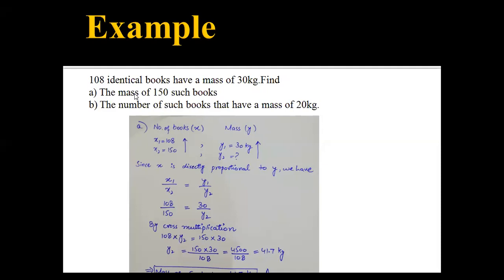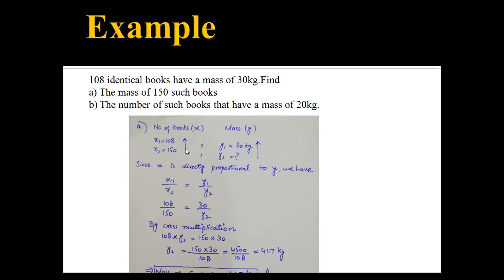Now, using the given condition, 108 identical books have a mass of 30 kg. So the first value of x is 108 and the corresponding value of the mass is 30 kg, so y1 is equal to 30 kg. In part A, we have to find the mass of 150 books. So the number of books given to us is 150. It is the second value of the variable x, so we have denoted it by x2. And we have to find the corresponding mass, denoted by y2, which is unknown.